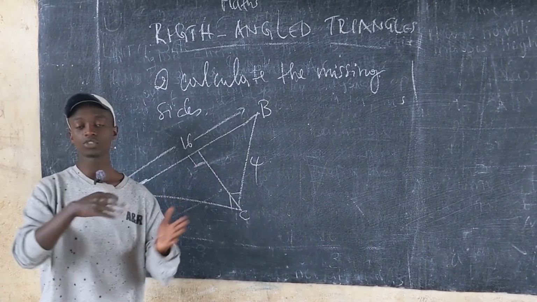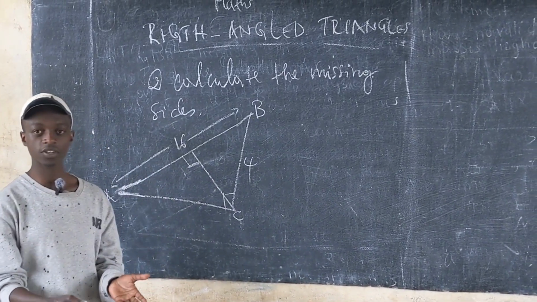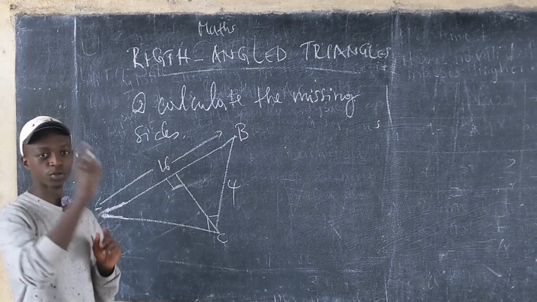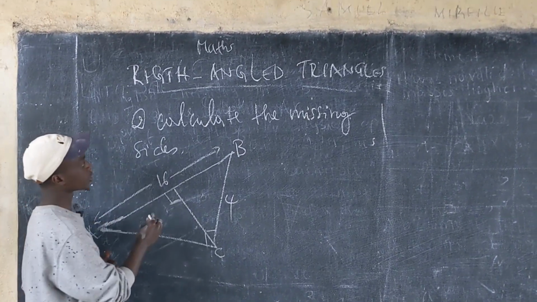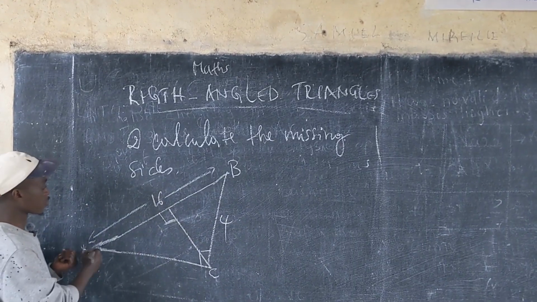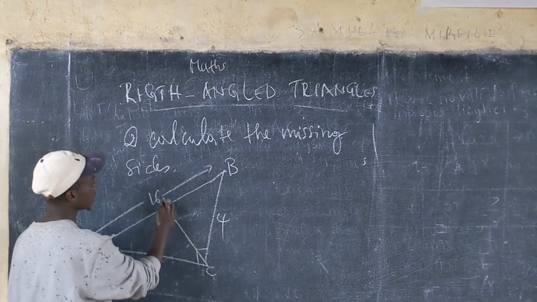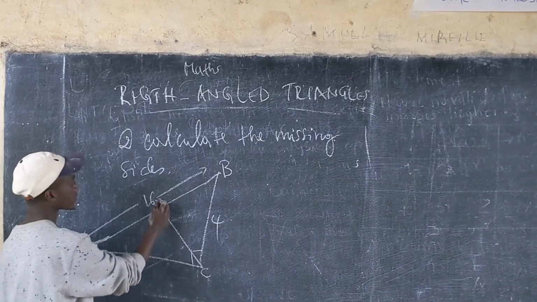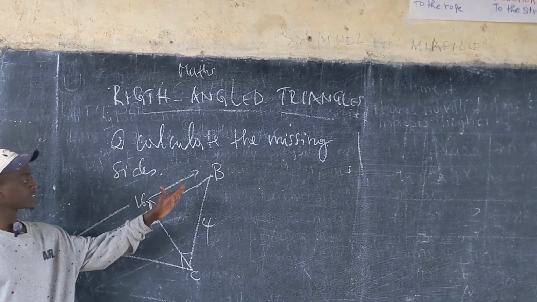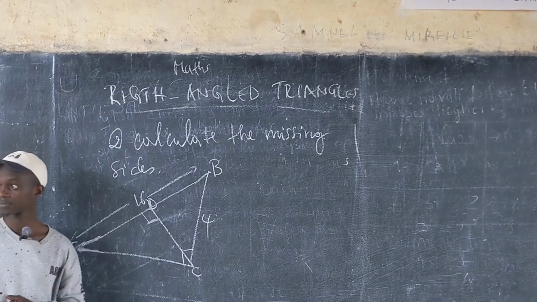This is the question that you can try first of all and see if we get the same answer. You guys try. So here I have the question. Calculate the missing sides. Here we have from A up to B, here let's call it D. From A up to B, the hypotenuse must be equal to 16.